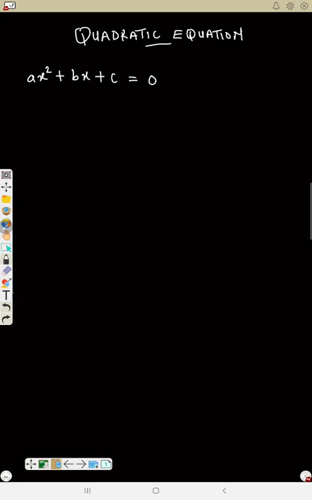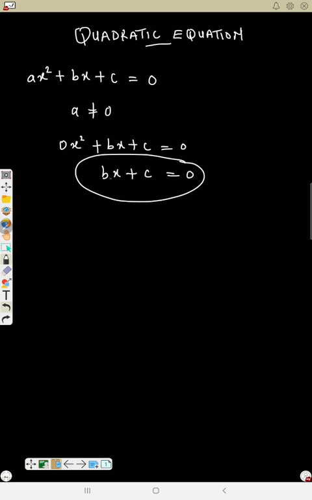So now for a quadratic equation like this, a can never be equal to 0. Why? Because if a equals 0, the equation becomes 0x squared plus bx plus c equals 0, and this will be bx plus c equals 0. That means if a equals 0, the equation will reduce to a linear equation, so it won't be a quadratic equation again. So a must be a number, so it cannot be 0.